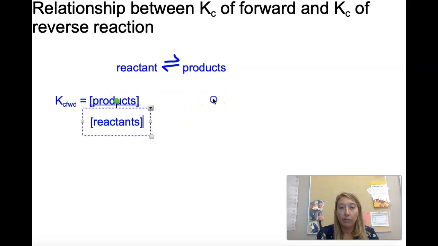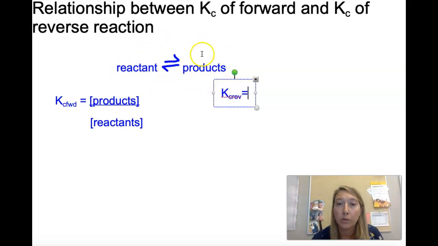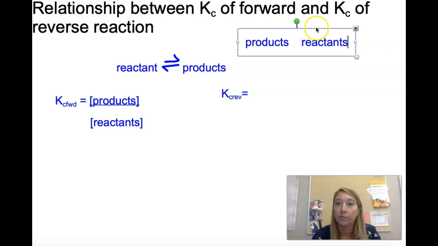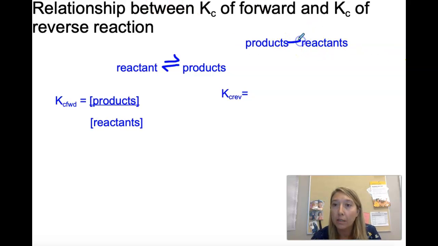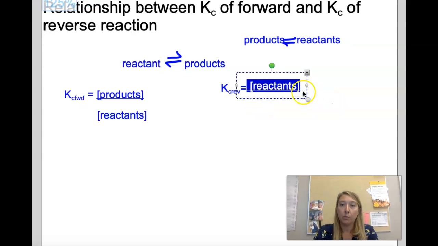Okay, but if instead of doing Kc of the forward, we were dealing with Kc of the reverse, what changes is technically if I was dealing with the reverse, I wouldn't have written it as reactants turning into products. I would have written it as products turning into reactants, right? Because that's the reverse. So if I were to write out this Kc expression, I come up with the concentration of the reactants divided by the concentration of those products.